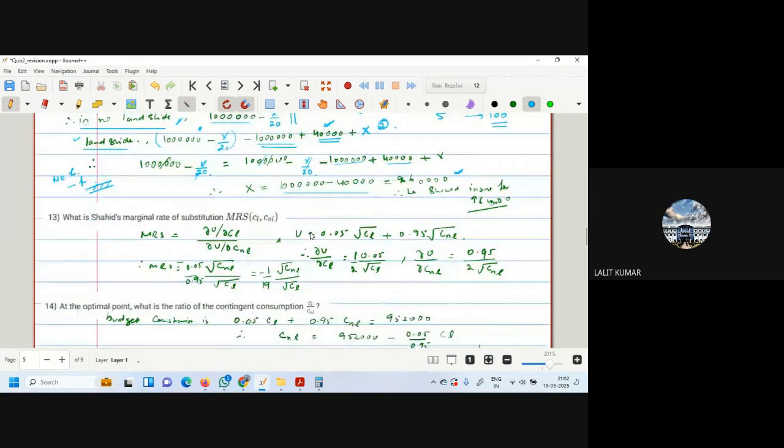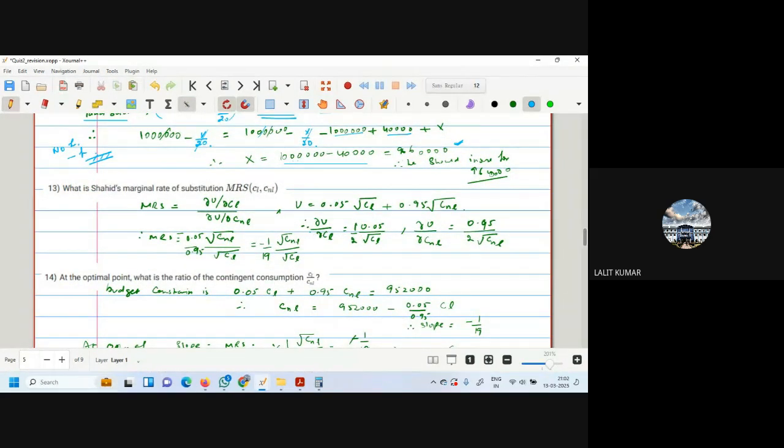So now what is Shahid's marginal rate of substitution? CL and CNL they have given. So we straight away use the formula: minus dou u by dou CL, dou u by dou CNL. It has been given. We use the derivatives and we get the answer minus 1 by 19 CNL by CL.